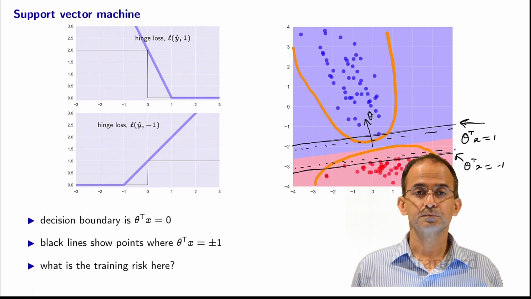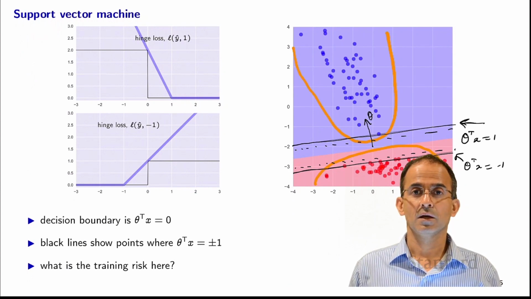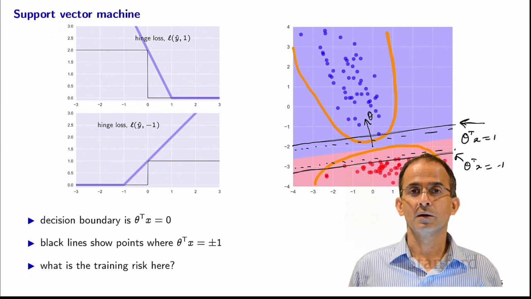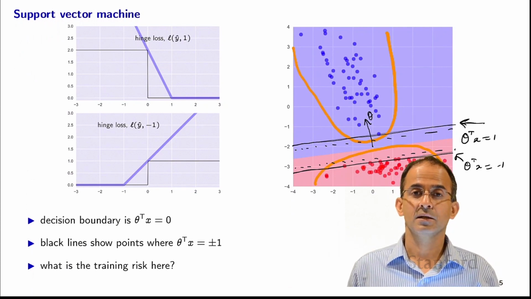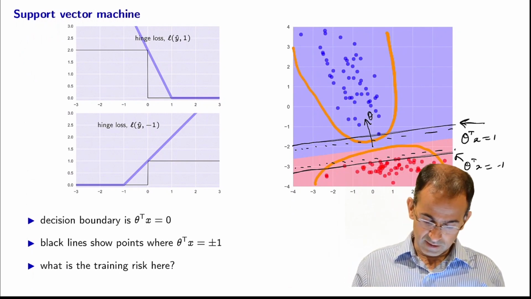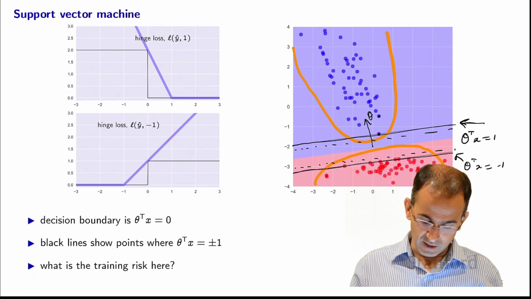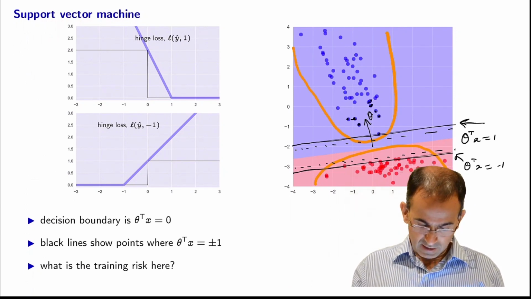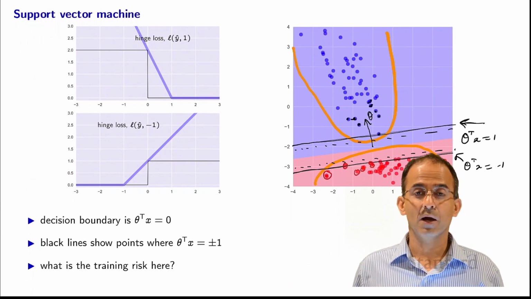And now if I evaluate the predictor at my data points, the predictor gives me y hat, and y hat is theta transpose X. So all of these points have a y hat value which is greater than 1. And all of these points have a y hat value which is less than minus 1.